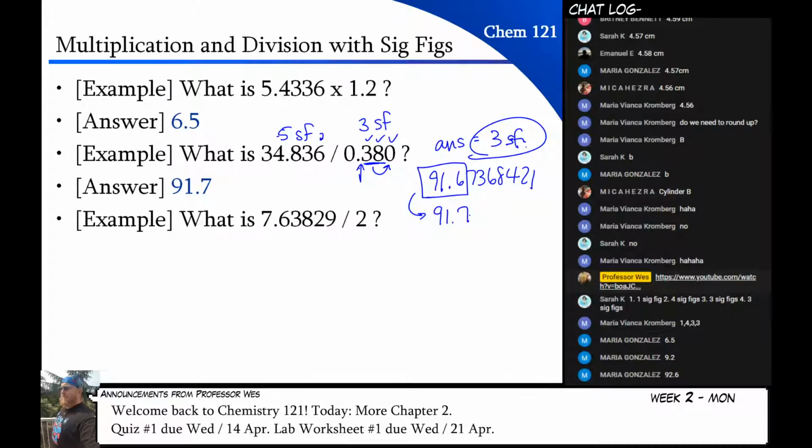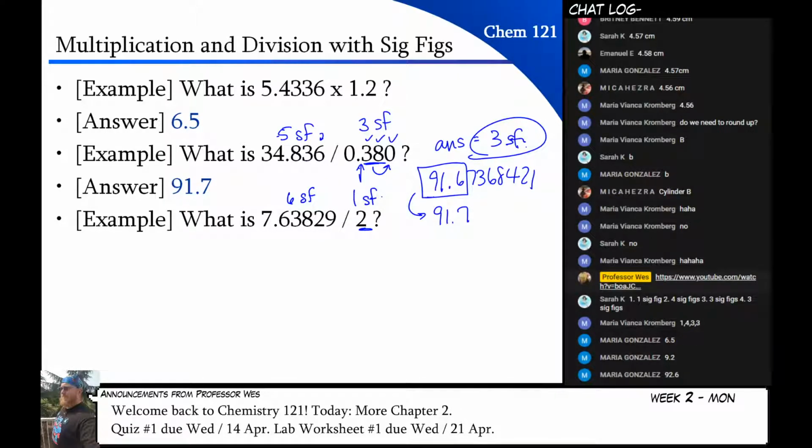All right, let's do the last one. What if I do this calculation? Well, here I have a number that's really precise because there's 6 sig figs. But here I have a number that's just 1 sig fig. So when I do this division, I'm only going to get to keep 1 sig fig, which means I'm going to have to do a lot of rounding, right?